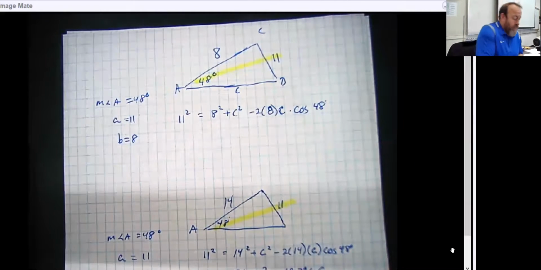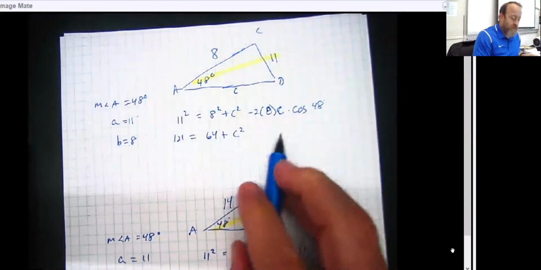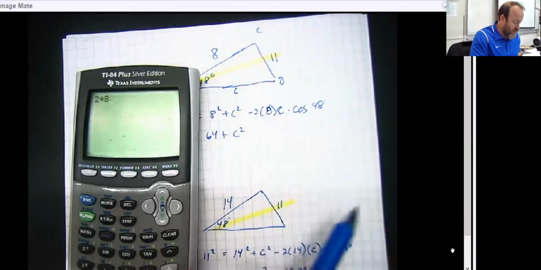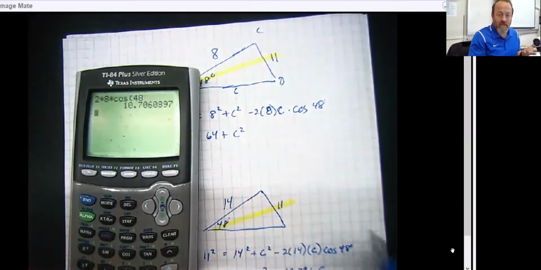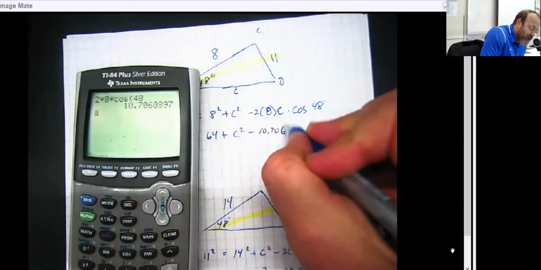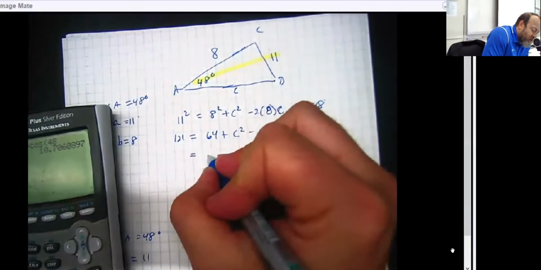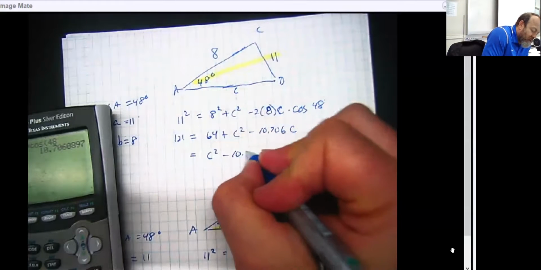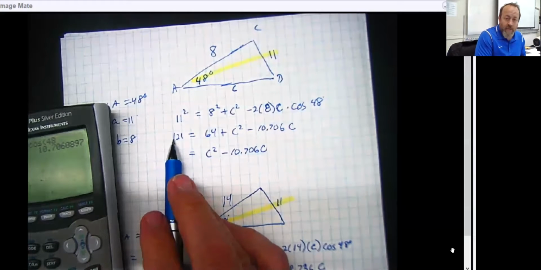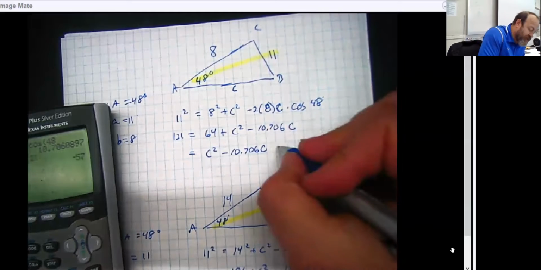Now, this is going to look a little bit messy for a moment, but I'm going to do a little bit of simplification. Over here, I notice that I have a 2 times 8 times the cosine of 48. It's some kind of ugly looking decimal, so I've got negative 10.706, but I still have this little c sitting right here. The only thing I have left to do is move some things around a little bit. I'm going to move this 121 to the other side, so 64 minus 121 is negative 57.